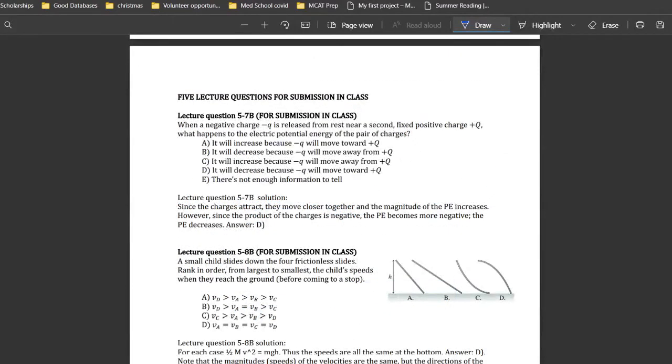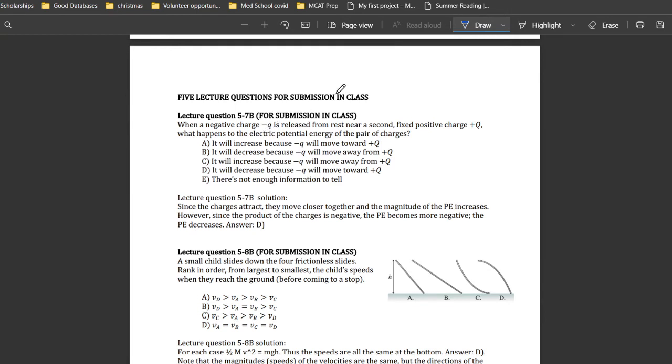So this is going to be a short video because this is the last question we have, 5-7b. When a negative charge, negative Q, is released from rest near a second fixed positive charge, plus Q, what happens to the electric potential energy of the pair of charges?